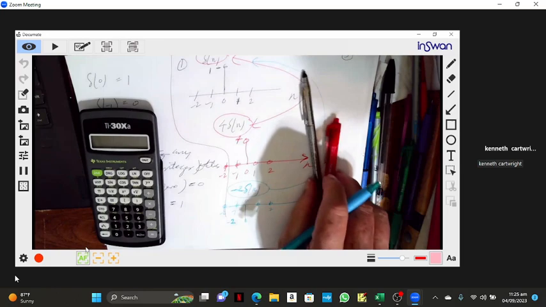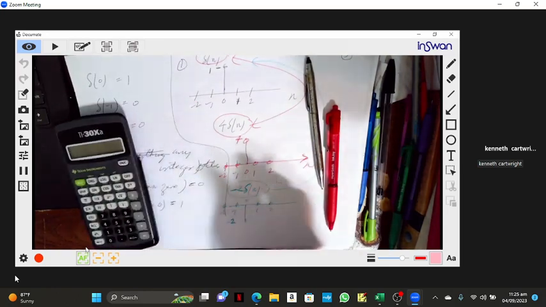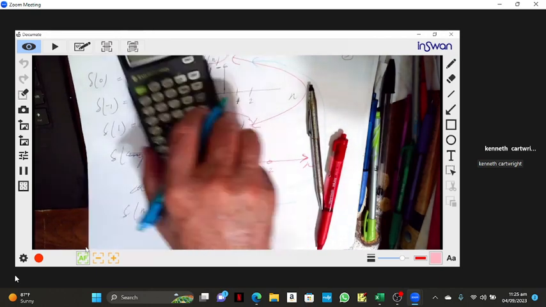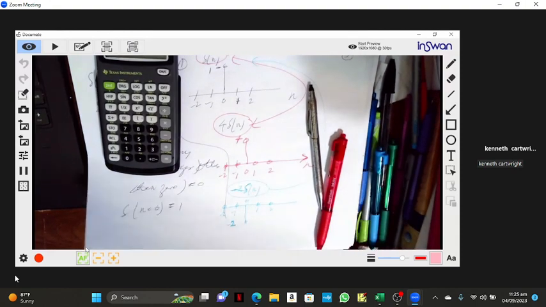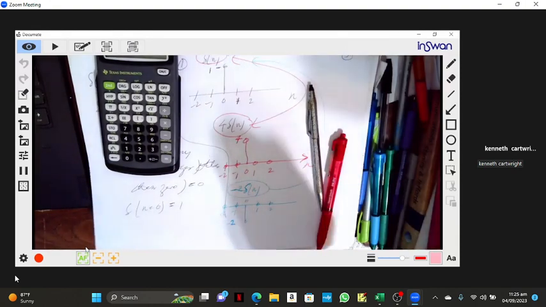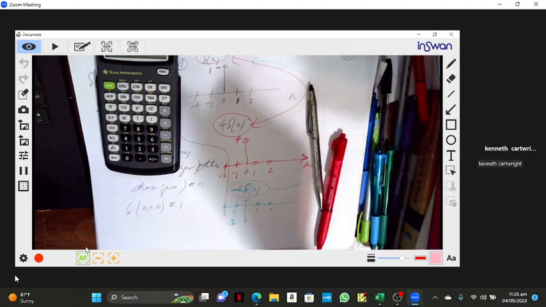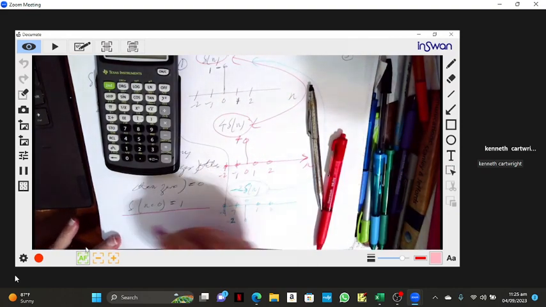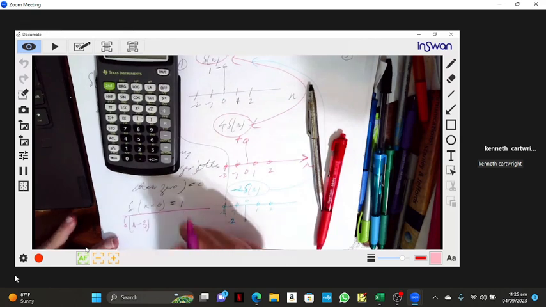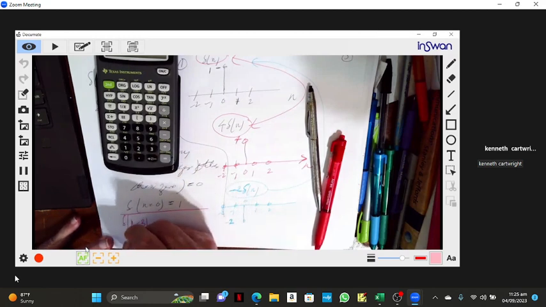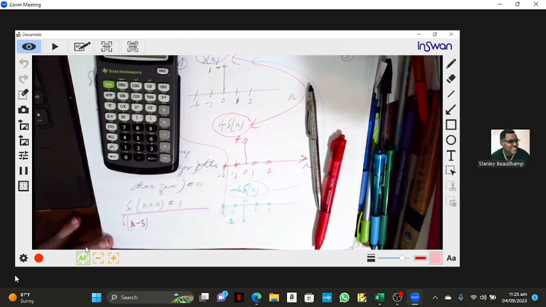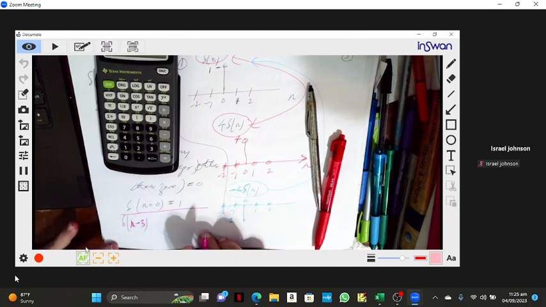Now here comes this question. What is delta of n minus 3? What is delta of n minus 3? And that's a shift. Shift to the right. Shift to the right by 3.